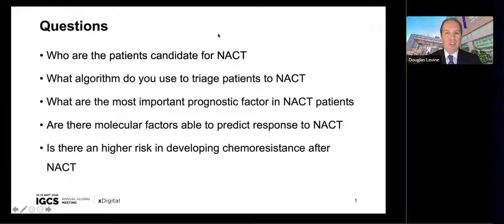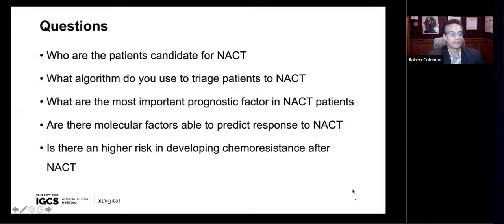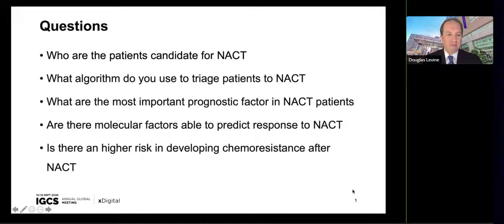At this point, I would like to have Dr. Anna Fagotti, who will present a component of the neoadjuvant approach to surgical cytoreduction in newly diagnosed patients, and Dr. Rob Coleman will conduct this interview with her. Thank you, folks. Take it away.